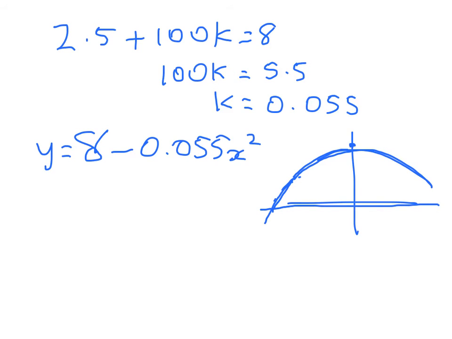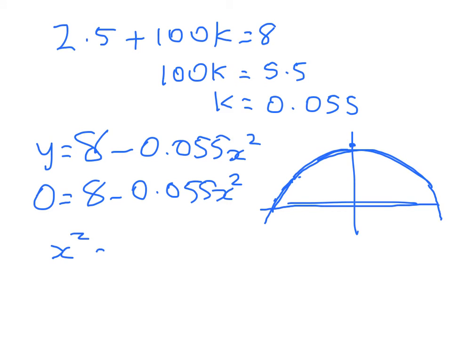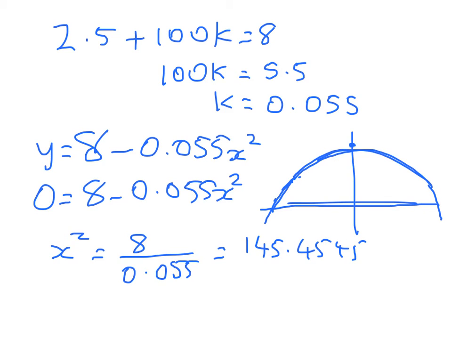Now, while we're on this, we might as well get round to checking, if we just let that parabola go all the way out, where are the x-intercepts? So solving 0 equals 8 minus 0.055 x squared, that will give me x squared is equal to 8 over 0.055, which is 145.4545. If you use fractions, you'll get an exact answer on that. So that gives me x is equal to plus or minus 12.06.